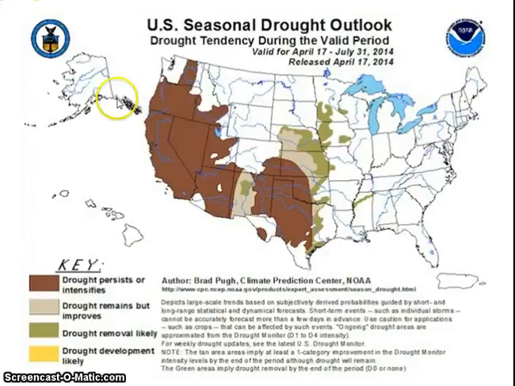This is an example of last year's U.S. seasonal drought outlook. You can see that there was a large drought that year in California, and that has continued, whereas the drought in this area this year is different. It's now flooded.